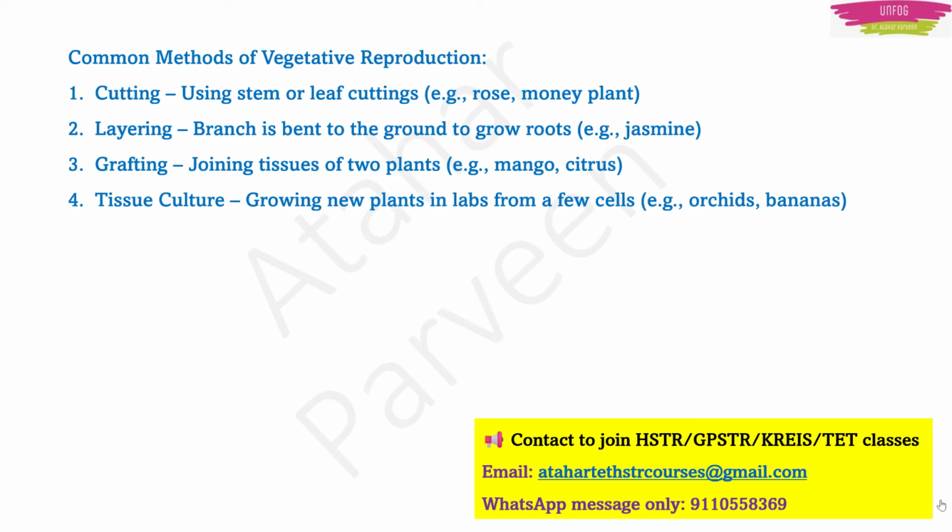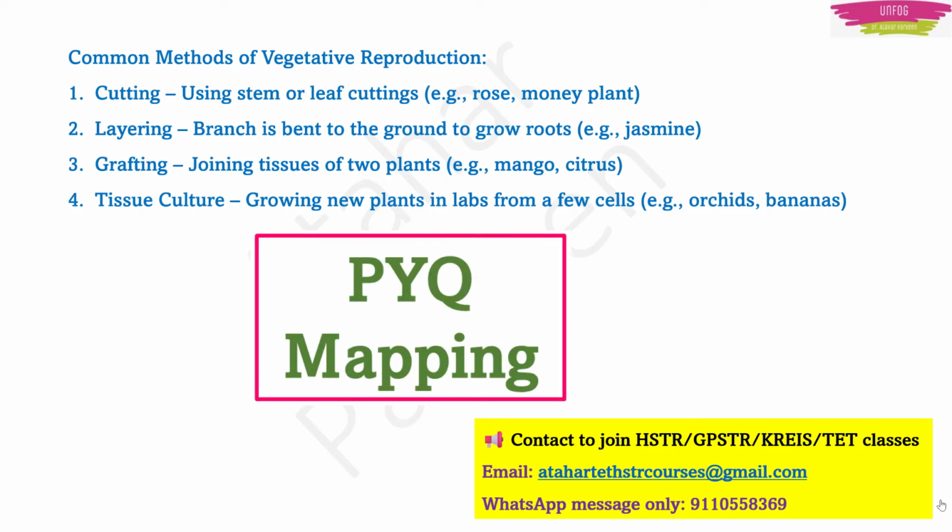And then the most famous one, tissue culture. Here plants are grown in labs from new cells. Nowadays though, the famous ones are orchids and bananas. So this is how you can learn from one previous year question to the entire topic and gradually to the entire chapter. So basically what we are doing is that we are tracing these previous year questions back to the concepts, then chapters, and then we are guessing the future questions also. So this is the mapping we are doing using the previous year questions.